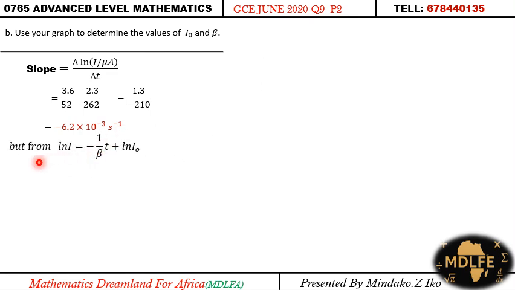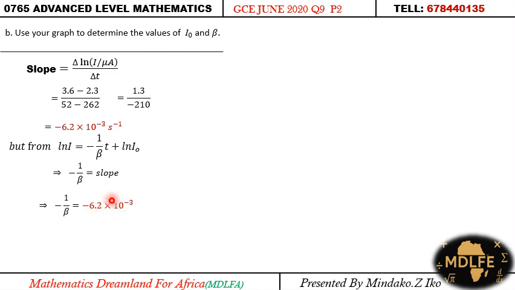Now we know that this is our slope. But from our linearized equation, we have ln I equal to negative 1 over beta times t plus ln I naught. So the slope that you calculated is equal to this value here, which is negative 1 over beta. So negative 1 over beta is equal to our slope, which is this value here. So we equate negative 1 over beta to negative 6.2 times 10 to the minus 3.